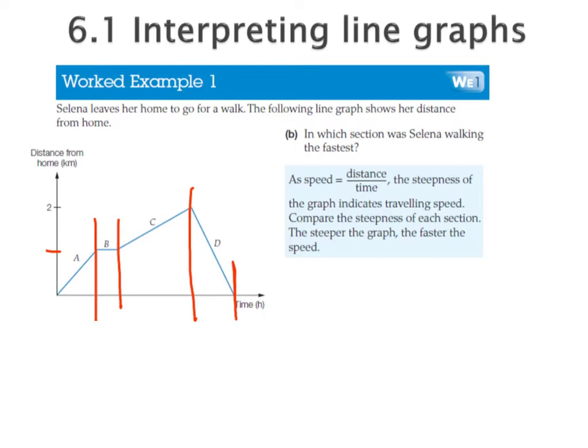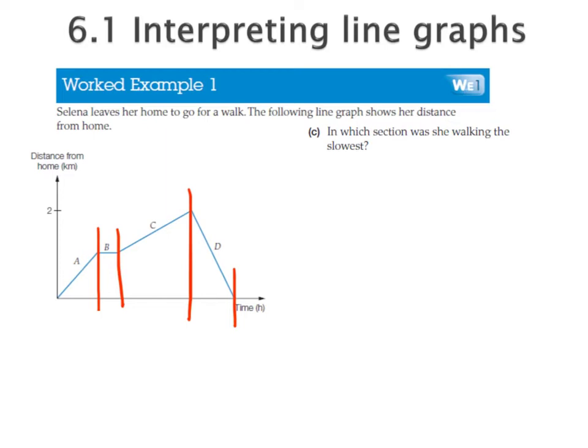If I look at D, it tells me here roughly the time frame for section A and D is about the same, but the distance she covers, in D I'm going from 2 kilometres back to home, whereas in A she only travels 1 kilometre in that time. So for me, my answer for that one would be that in section D, that is where she's travelled the fastest.